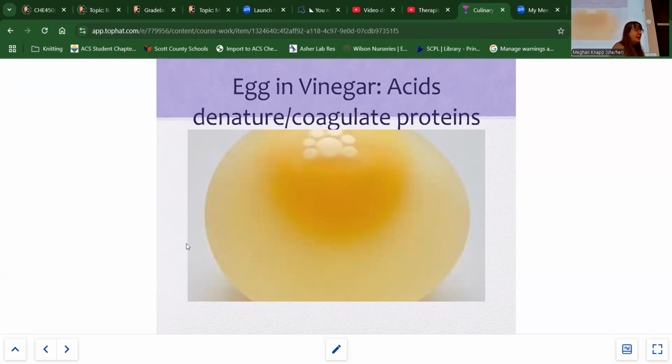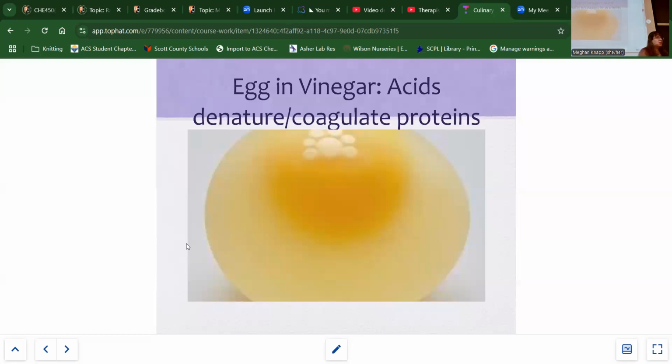So if you take a raw egg and just put it into something like a vinegar, the shell will dissolve away, and then the acid will seep into the egg and the proteins will start to denature. So you see, instead of this being clear here, it's starting to look like a hard-boiled egg. So this one isn't completely denatured, but you can have it denatured all the way.